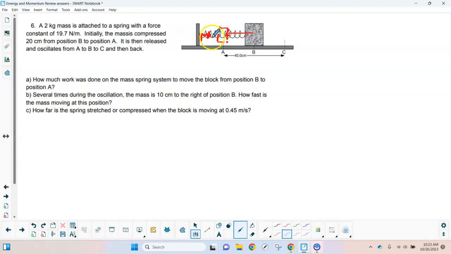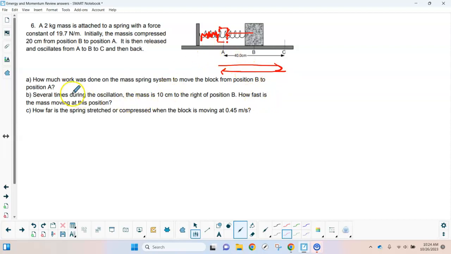Obviously, the spring's going to get compressed when that happens. And then we let go of it, and it starts oscillating back and forth. So when it oscillates, it goes back and forth from position A all the way to position C and then back, and it goes through point B. This situation we're going to look at in the last unit of study, so we'll come back to this again, but you can get a preview of it now.